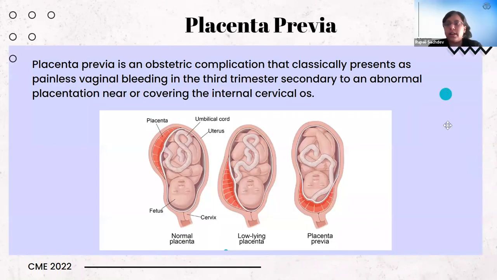Okay, moving on. Placenta previa. Same, another cause of antepartum hemorrhage, obstetric complication. Now here, the major difference that you need to remember is abruption presents as painful vaginal bleeding, because it's starting to stimulate the contractions of the uterus as well. Whereas previa will present with painless vaginal bleeding.